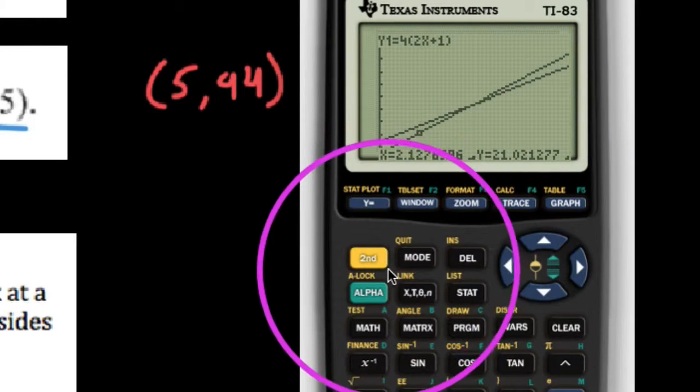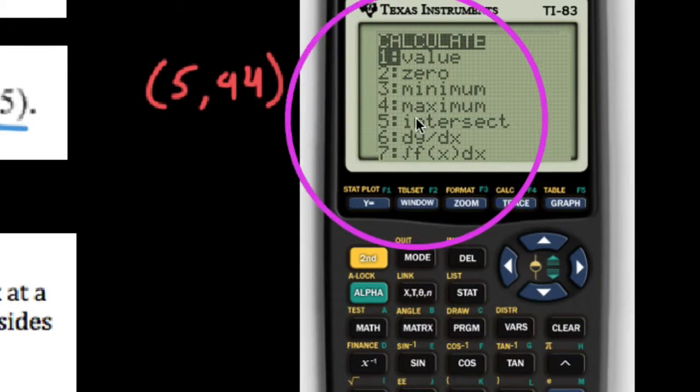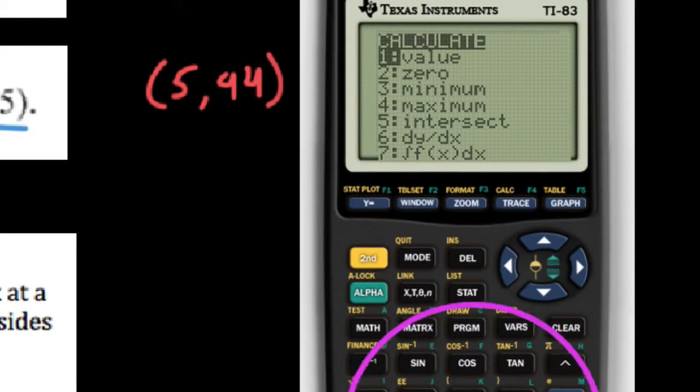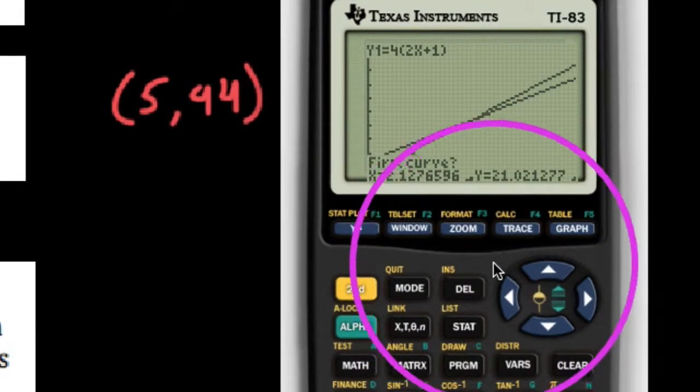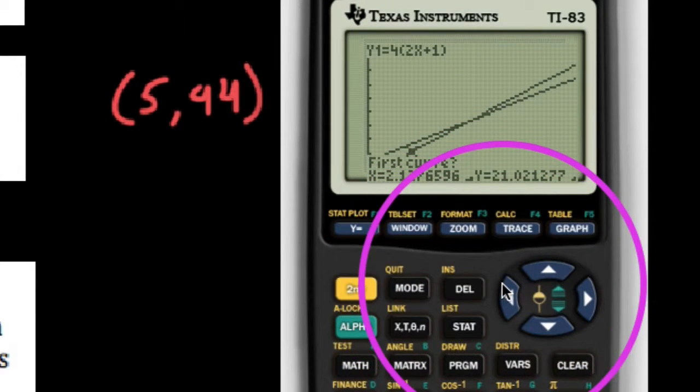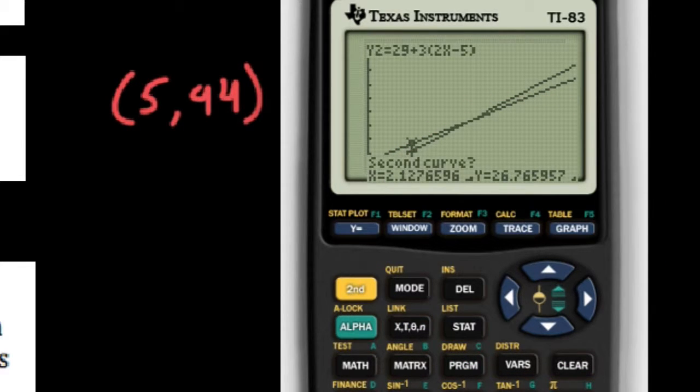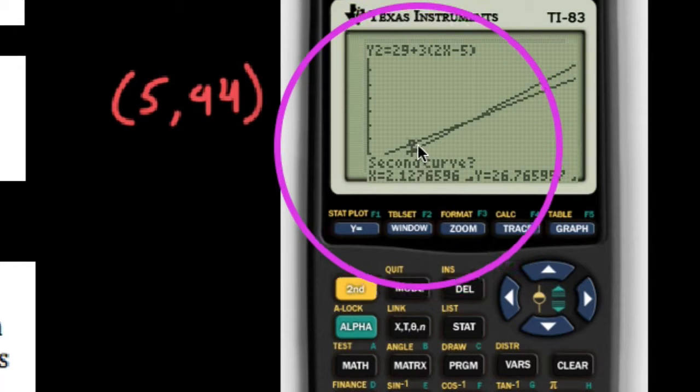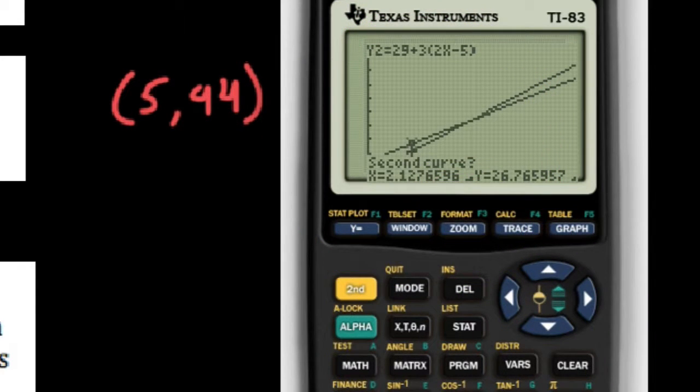What we want to do is go behind trace and go to this calc menu. And we're going to look for this fifth option that says intersect. I'm going to hit 5. And what it's going to do is it's going to ask you, what's your first curve? Because you might have 5 curves up on the screen. We say, well, you're trying to find which ones intersect. Well, I'll say, this is my first curve. You'll notice that it pops immediately over to my second curve. And then I'll hit enter again.